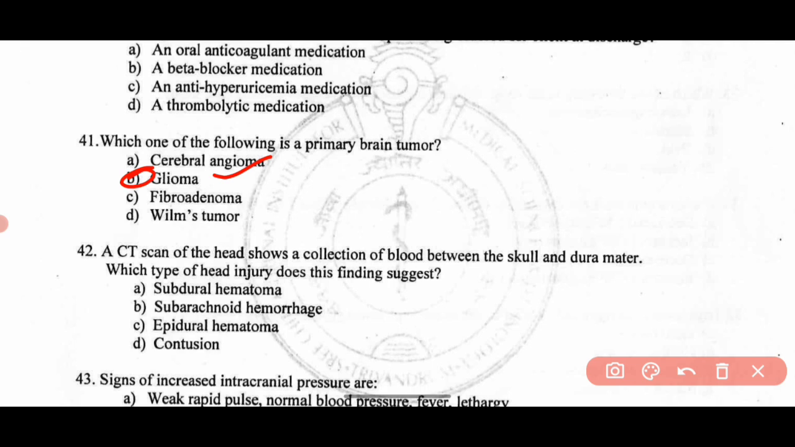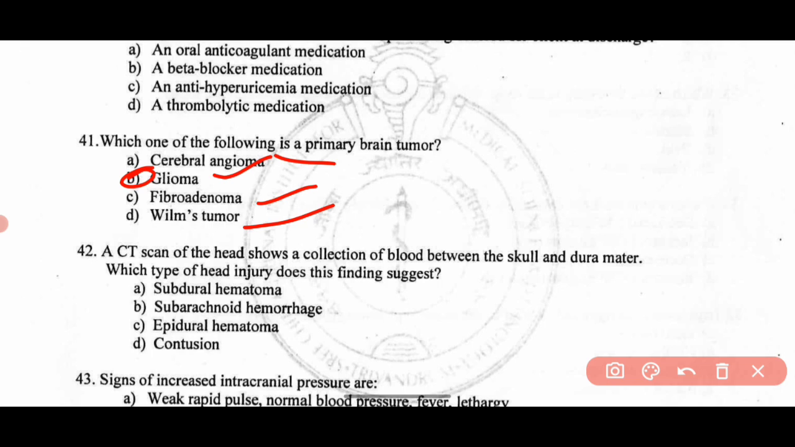What are all the other options? Cerebral angioma is related to the blood vessels. There are abnormal blood vessels present in the brain, so that is not a brain tumor. Fibroadenoma is a tumor present in the breast. It is called fibrous adenoma or fibroadenoma, so it is related to the breast.